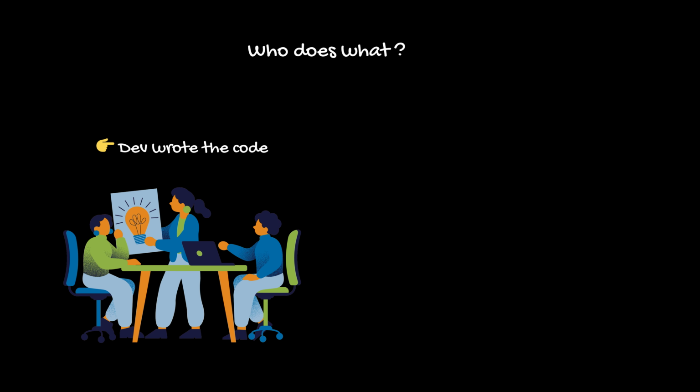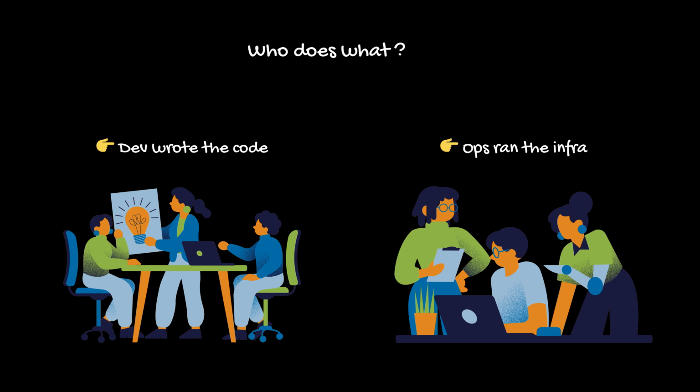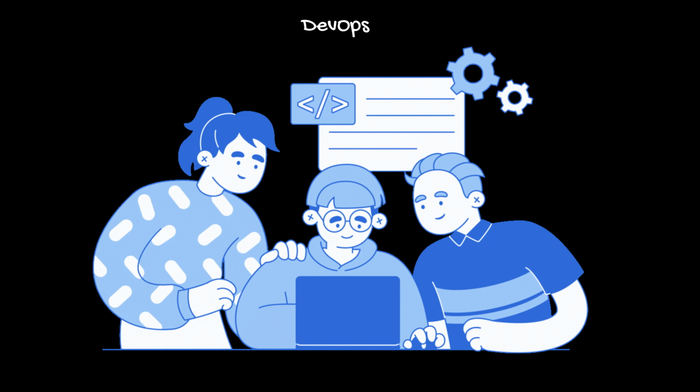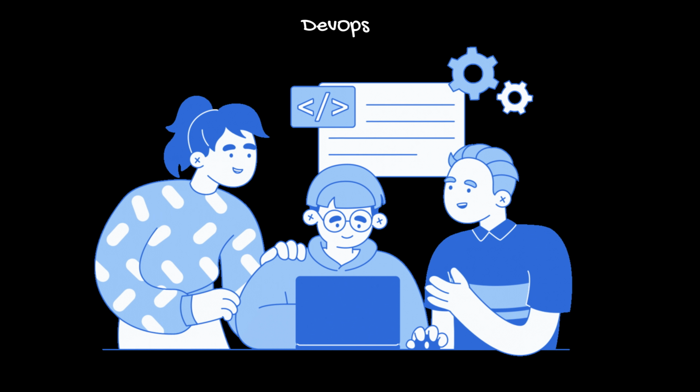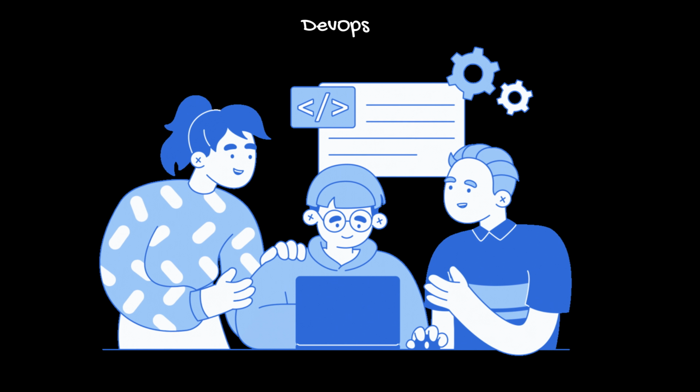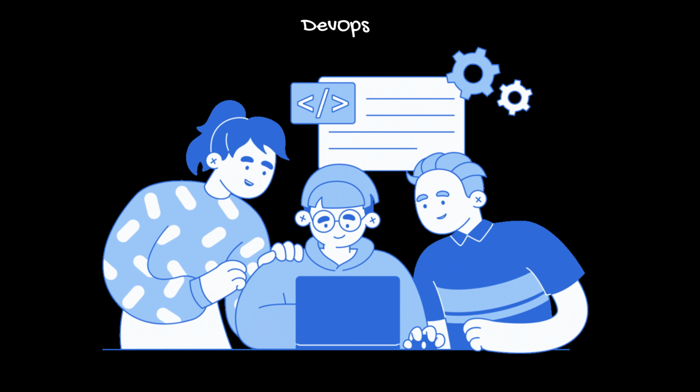So, in the old days, dev and ops teams worked in silos. Dev wrote the code and ops ran the infrastructure. And when something broke, they just blamed each other. But in DevOps, that's not the case. Everyone works as one team in the same delivery pipeline. Yes, people still have different roles, but now they collaborate, and that's what makes things smoother.